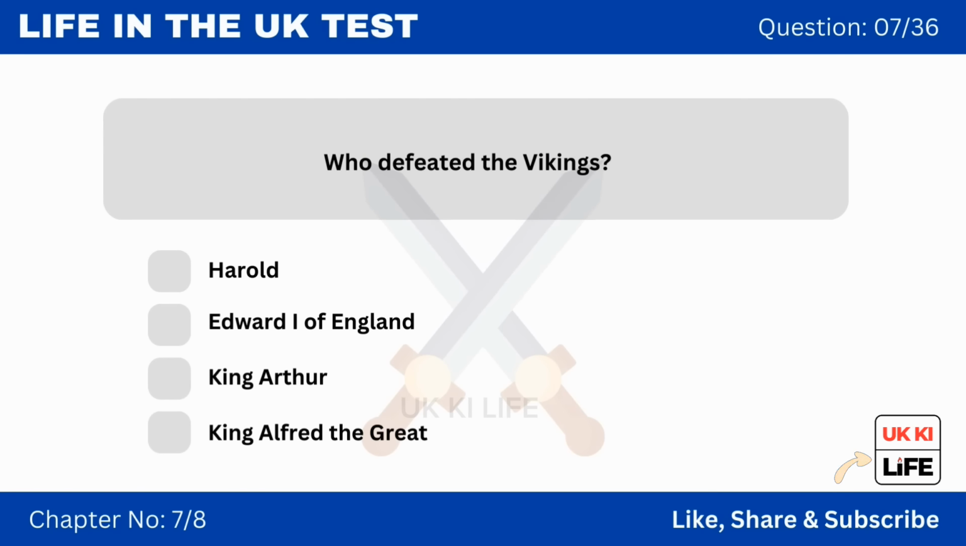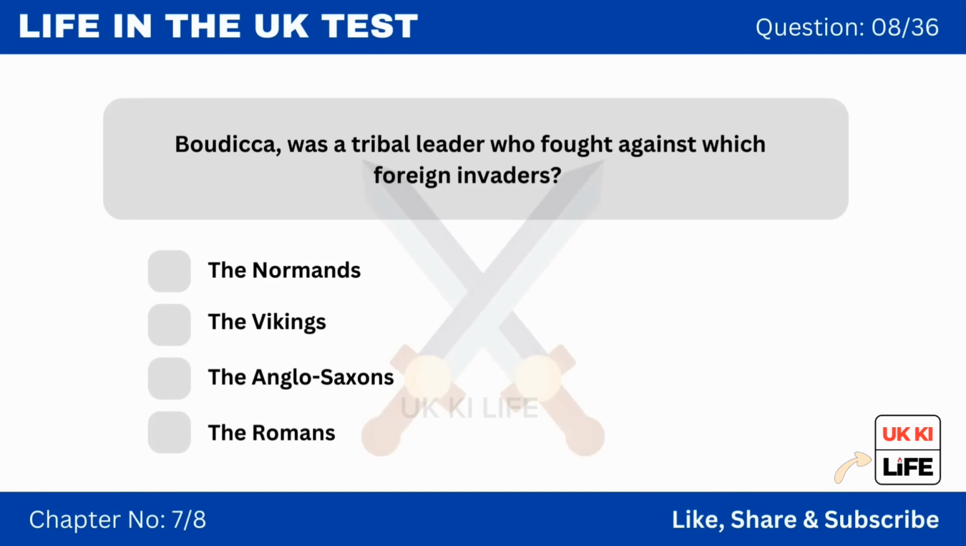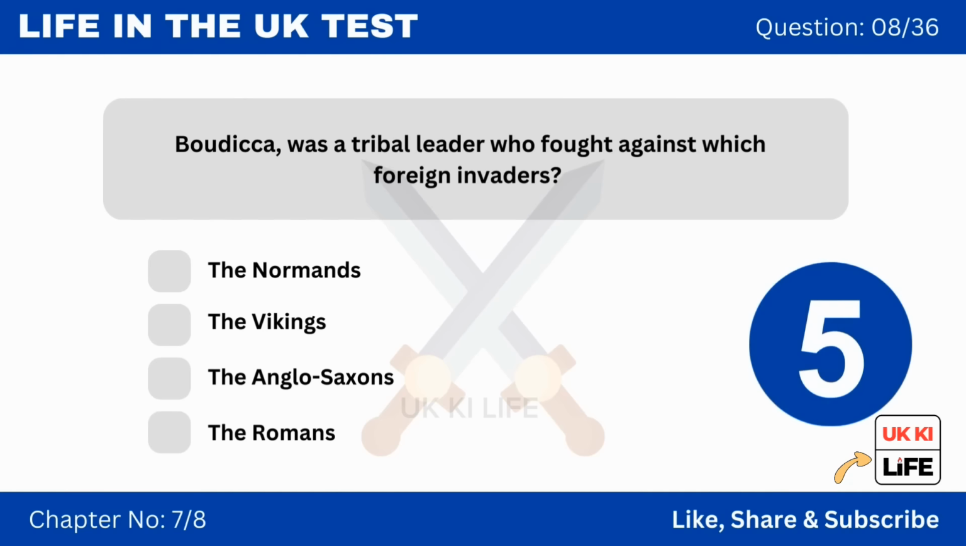The correct option is D. Explanation. The Anglo-Saxon kingdoms in England united under King Alfred the Great, who defeated the Vikings. Question 8. Boudicca was a tribal leader who fought against which foreign invaders? The Normans, the Vikings, the Anglo-Saxons, the Romans.